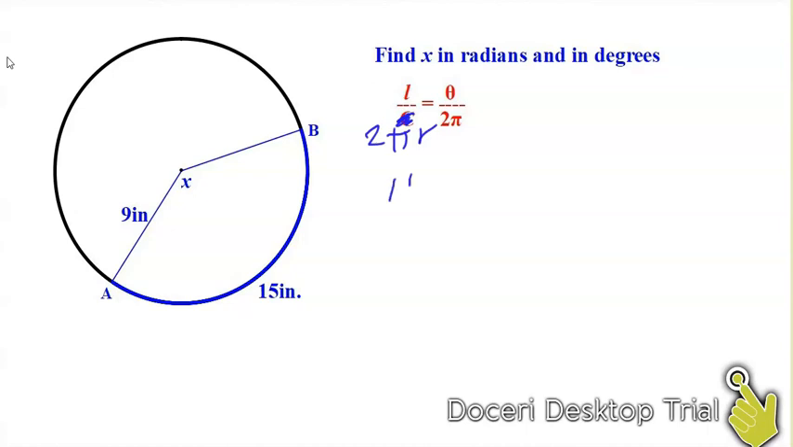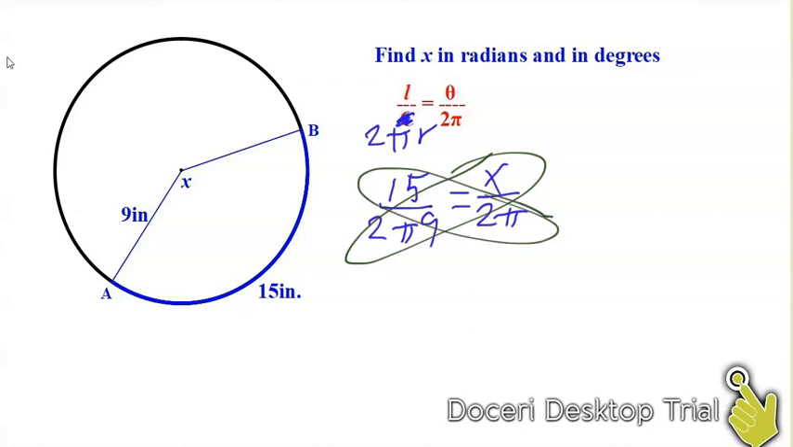So the length is 15 over my circumference, which would be 2 times pi times 9, equals my angle, which I don't know, so x over 2 pi. All right, now I'm going to do cross products. And so that gives me what? So that gives me 2 pi times 15 equals 2 pi times 9x.